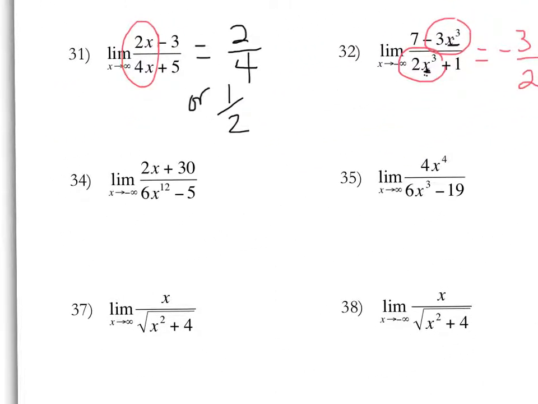34, another one of the same type. So we've got that higher power on the bottom, larger than the one on the top. Even as we go to negative infinity, you can still picture that this is going to be a really large positive number on the bottom and a really large negative number on the top. The bottom's still growing faster and I'm going to get an answer of 0 for the limit.